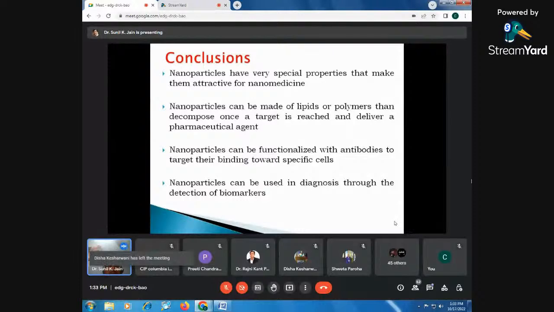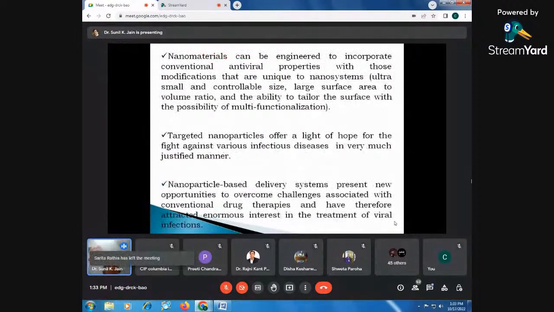Nanoparticles can be functionalized with antibodies to target their binding towards cells. Nanoparticles can be used in diagnosis through the detection of biomarkers. They can be engineered to incorporate conventional antiviral properties with modifications that are unique to nanosystems, like ultra small and controllable size, large surface area to volume ratio, and the ability to tailor the surface with the possibility of multifunctionalization. Now, this targeted nanotechnology will give an idea to treat infectious disease wisely.